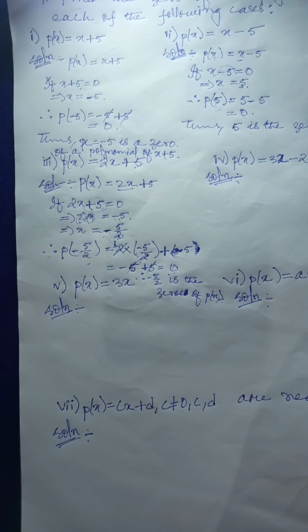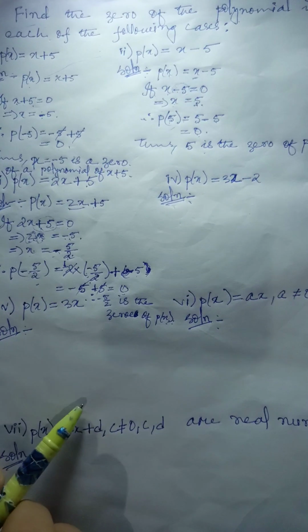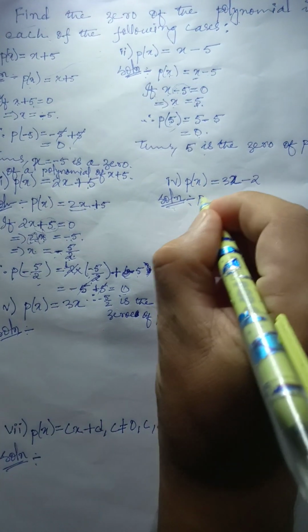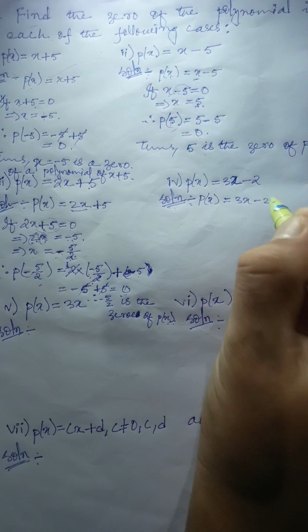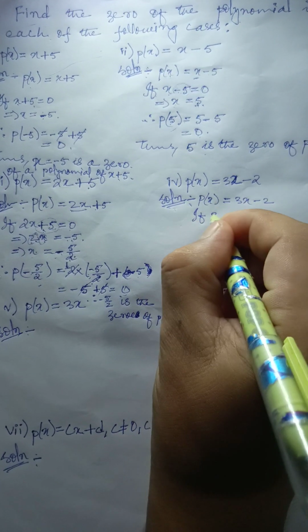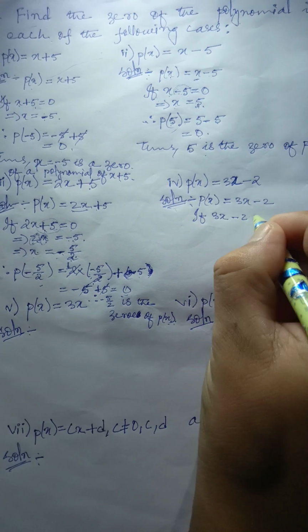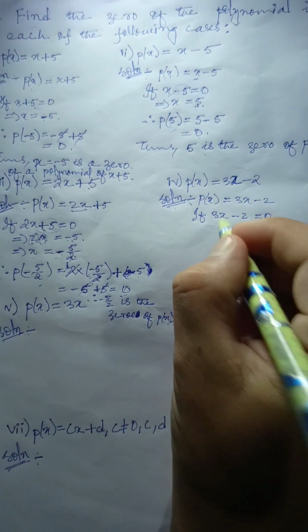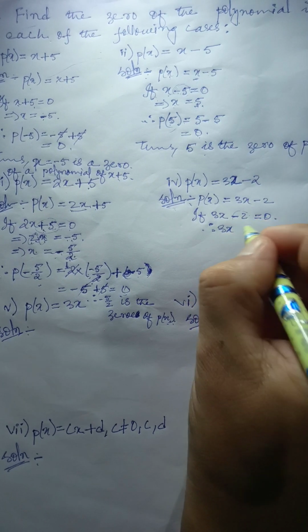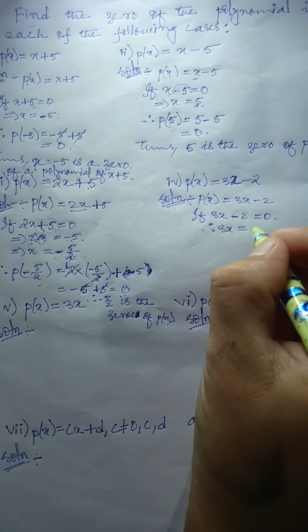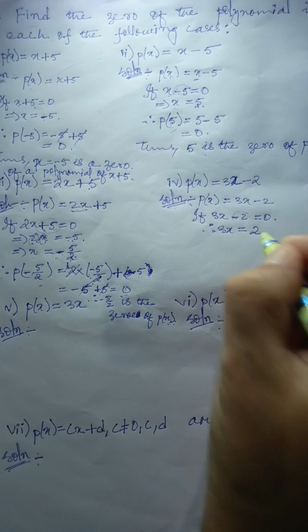If it is clear to all of you, then we will move to the next problem, that is Roman number 4. As we can see in Roman number 4, we have p of x is equal to 3x minus 2. First we assume 3x minus 2 is equal to 0. Then let us move this minus 2 to the other side, and it will become 2.